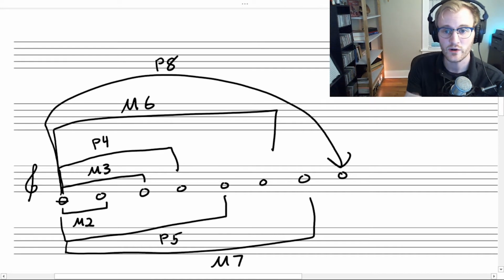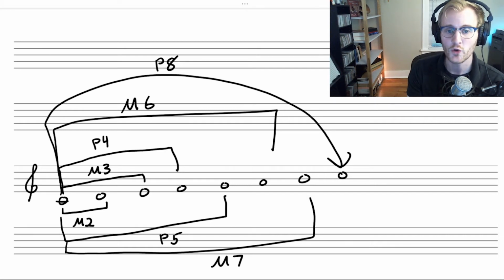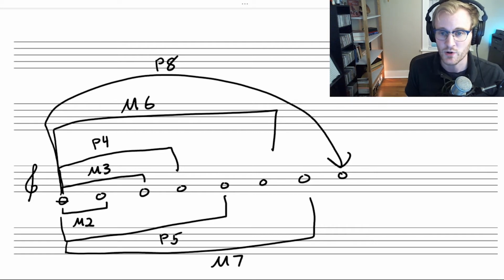So notice that the intervals inherent in this major scale structure relative to C are all major or perfect intervals. We don't have minor intervals, we don't have augmented intervals, and we don't have diminished intervals. We will talk about those in the near future, and again, we're going to continue talking about major and perfect intervals for the rest of this lecture, but just note how those are the only intervals present.